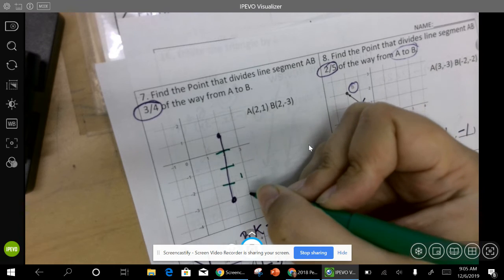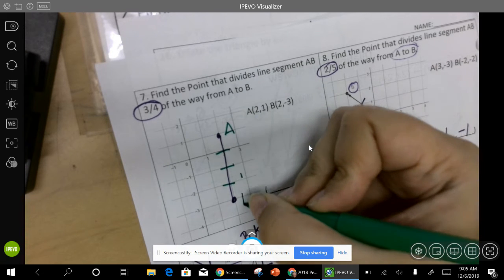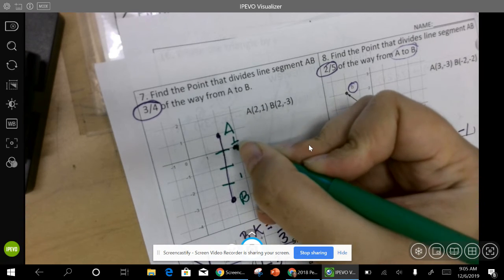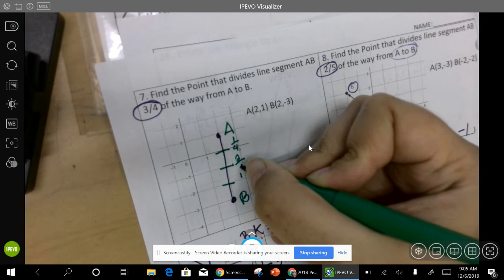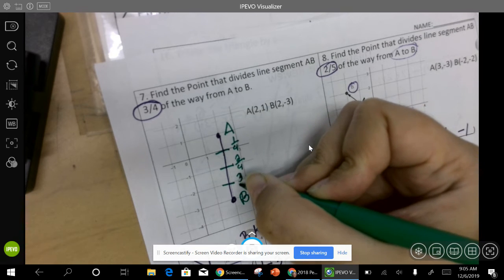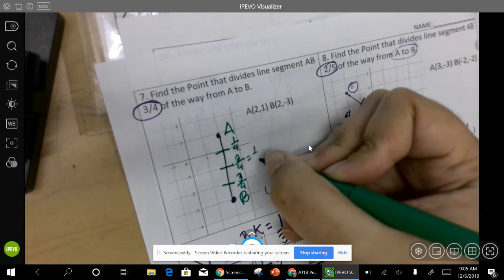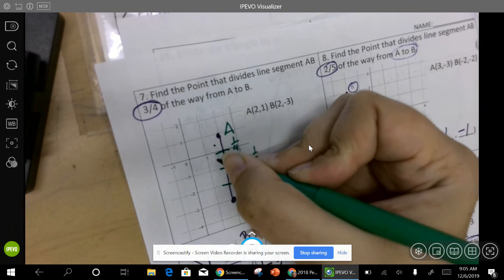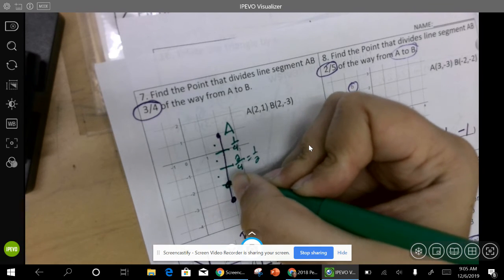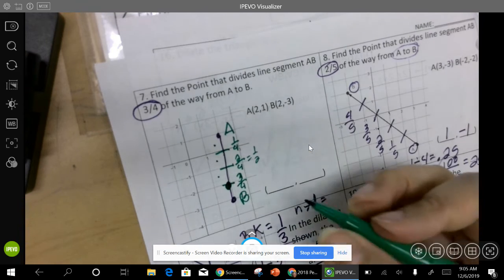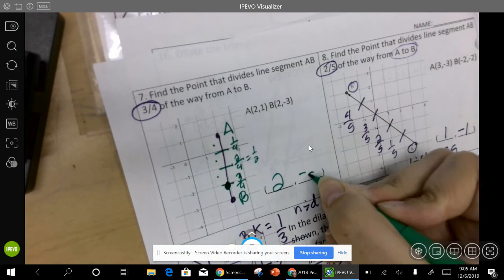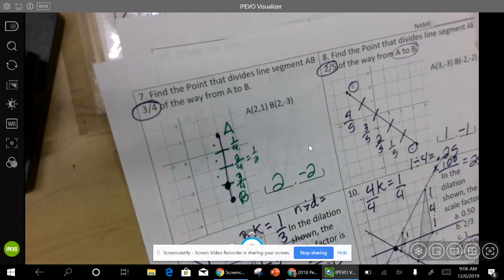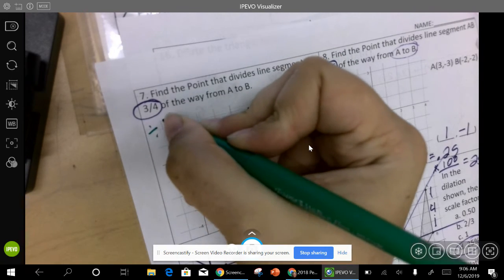So from A to B, 2/4, everybody remember, is 1/2. They want 3/4, so they want us to go 1, 2, 3. So they want us to go right there at 2, -2. So we're dividing it into 4s.